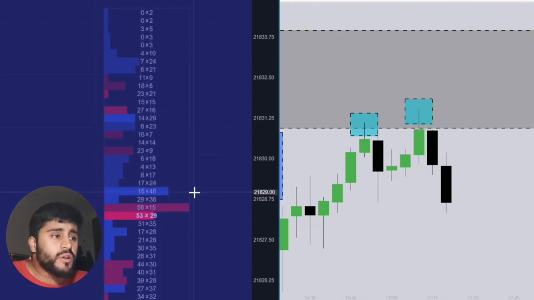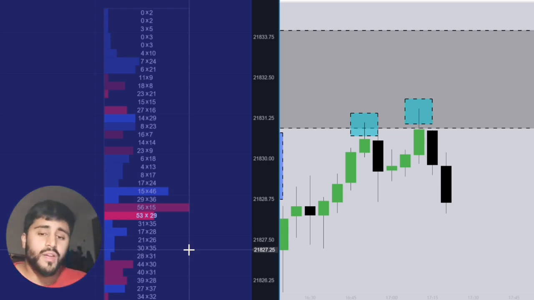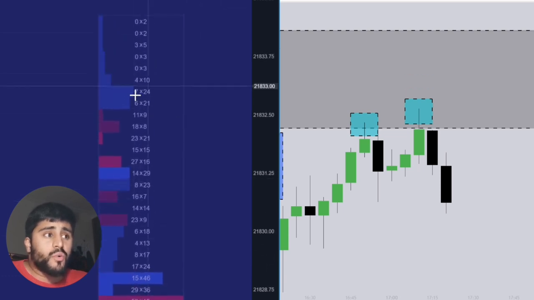Now, if we go over a few numbers, this is a delta outlier, 15 for 46. That's just over a 3-to-1 ratio. There's 3 times as many aggressive buyers as sellers. They're hitting the ask, and the ask represents aggressive buyers. Same over here, 14 for 29. That's just over a 1-to-2 ratio.